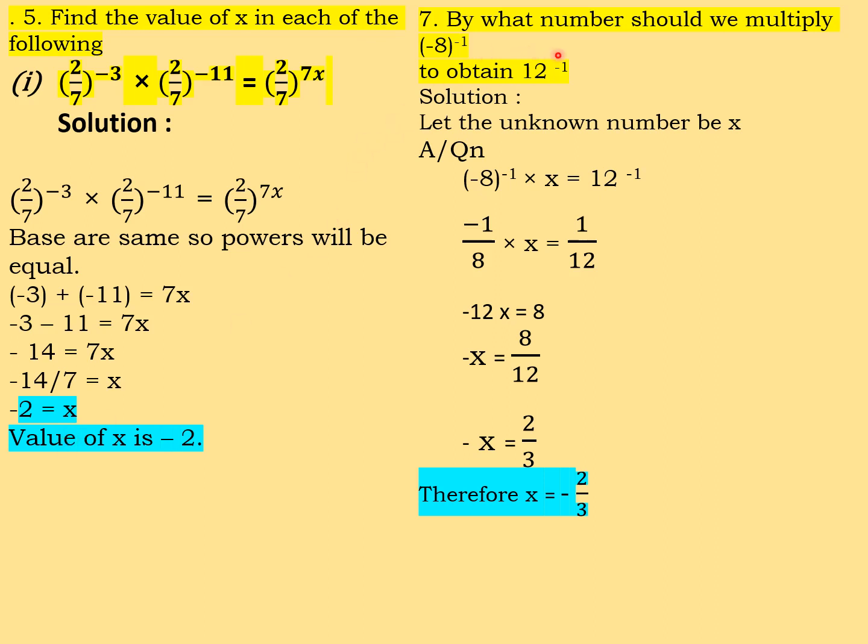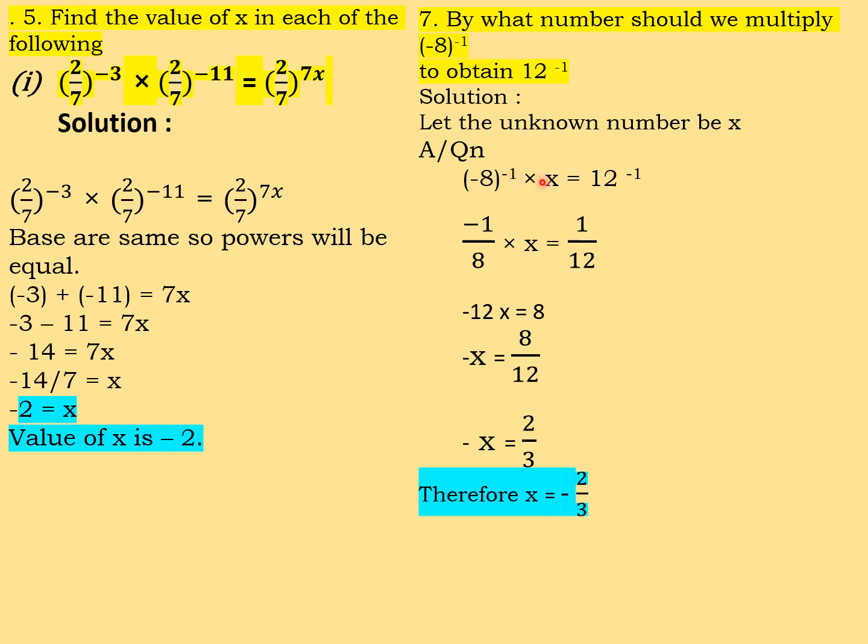Question number 7. By what number should we multiply minus 8 to the power minus 1 to obtain 12 to the power minus 1? By what number? So let us say the number is x. So we will multiply x with minus 8 to the power minus 1 and the result will be equal to 12 to the power minus 1. So let the unknown number be x and according to the question, minus 8 to the power minus 1 into x is 12 to the power minus 1.